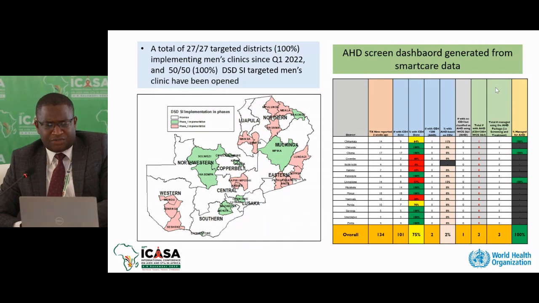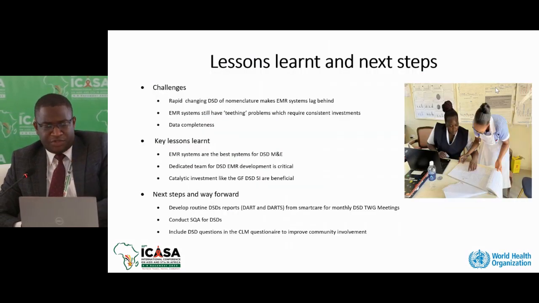We've also want to appreciate some of the catalytic investments we've received from partners. Our next step is to have routine generated records monthly, which we can use in our TWG, and also include a question on DSD in our CLM. Our analysis shows that probably we've left communities behind in our whole implementation cascade for DSD.